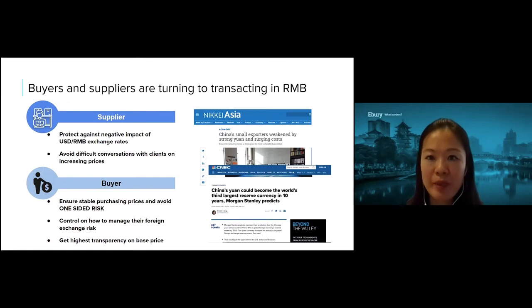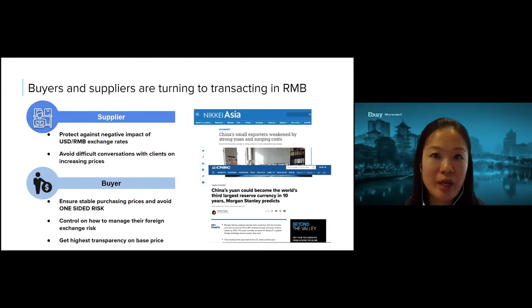By paying in RMB, you're able to control the full FX risk. Because, as I was saying previously, as an importer you will most probably be hedging to some degree your exposure GBP to USD, and then you take for granted that you are already protected against the FX risk.